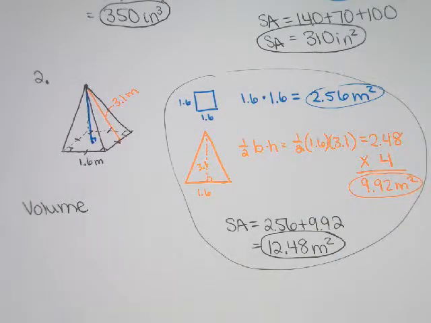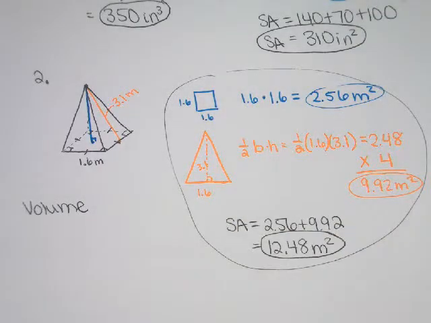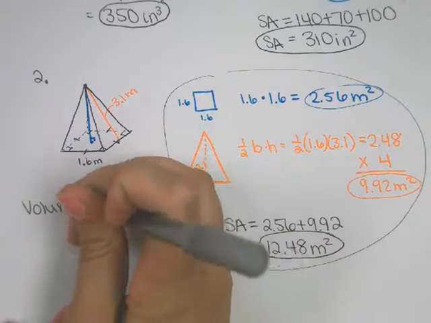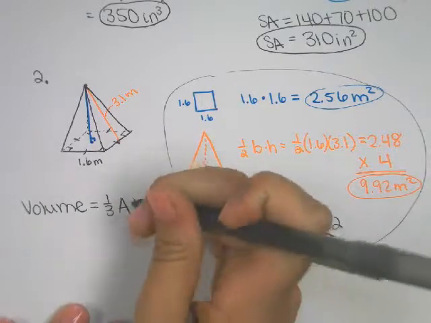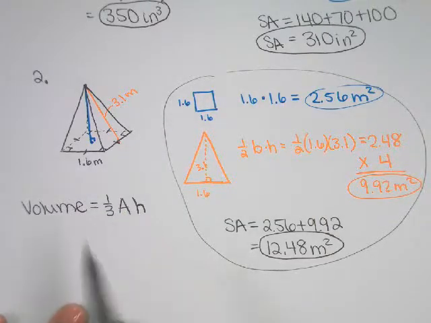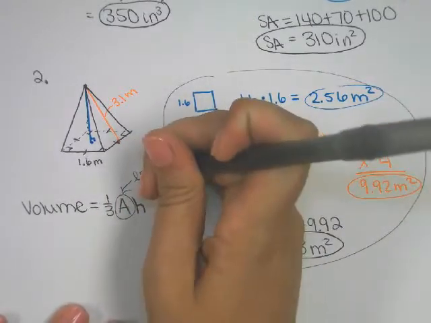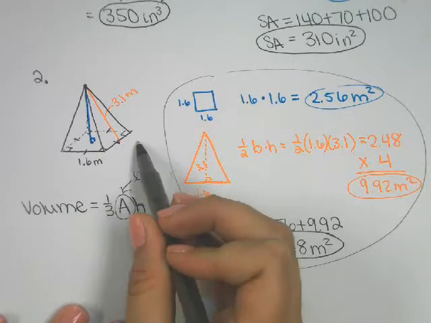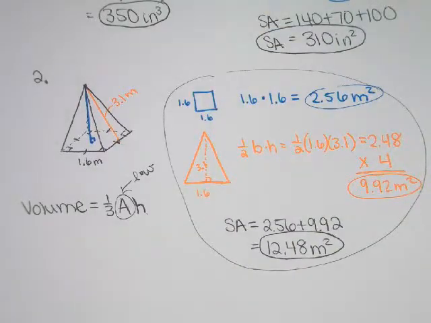We need to find the height of this shape. So, let's see what information we have that might help us find the height. I'm going to write down my volume formula and then try to figure that out. So 1/3 A times H. Just before we get there, we can do the area of the base. The base is a square, so it's just length times width, which we have. We're just missing the height of the shape, which is our blue line.